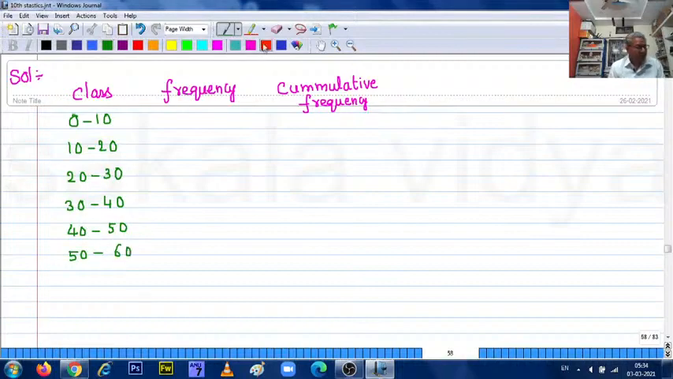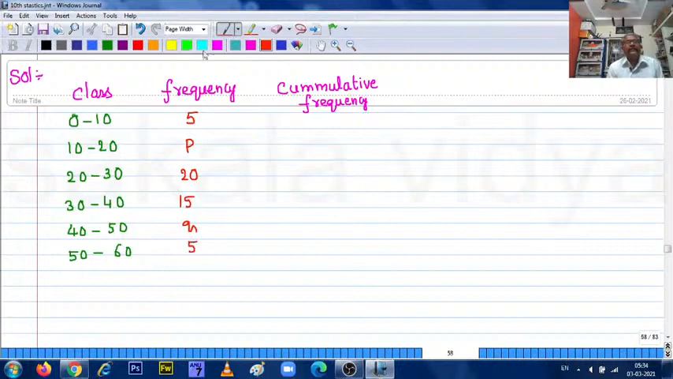Next write down here the frequencies: phi, P, 20, 15, Q and phi.